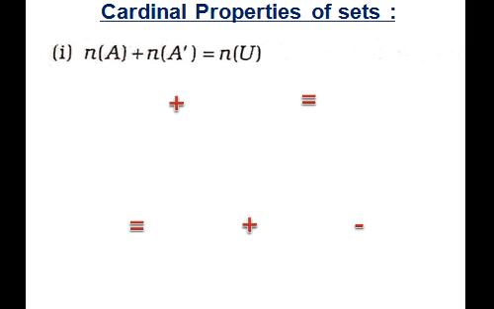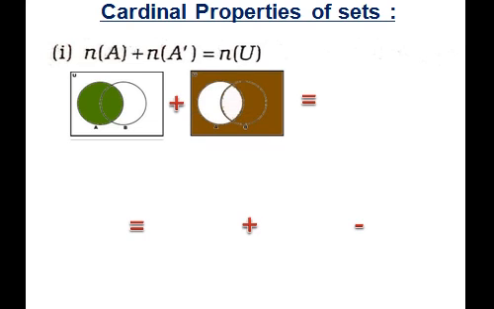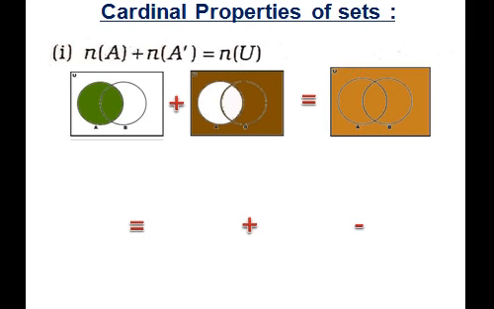Let us understand it with the help of a Venn diagram. See, the first diagram that I have is the representation of set A. So this is the cardinal number of A. Next, this is how I am going to represent A complement, because excluding A, everything has been colored. Now if you join both the diagrams together, the colored part I want you to focus upon, what will we get? We will get the complete universal set. So this proves the first cardinal property.